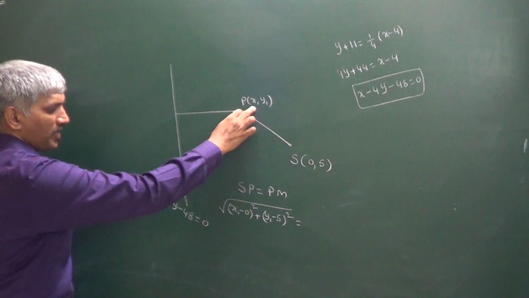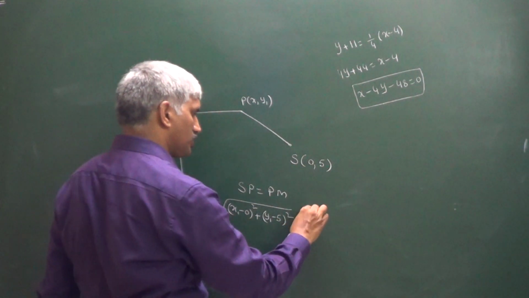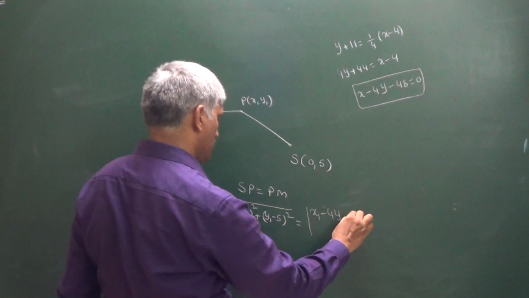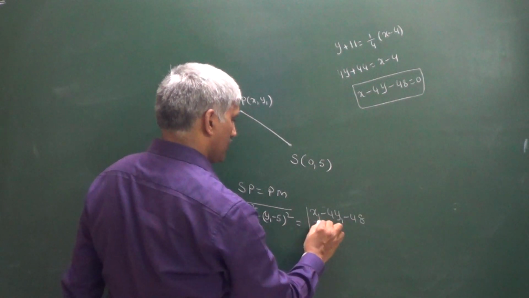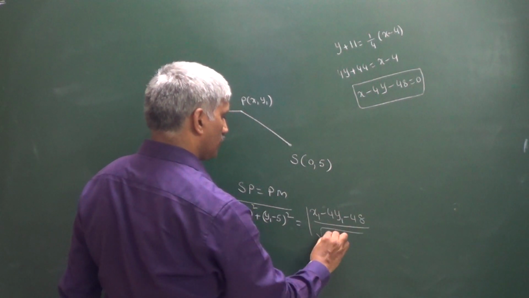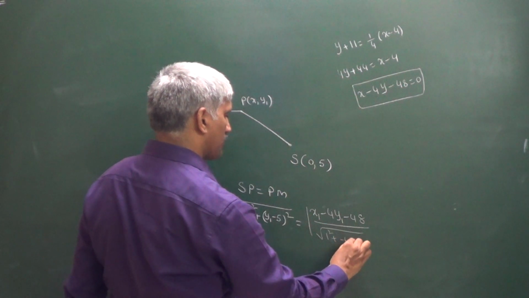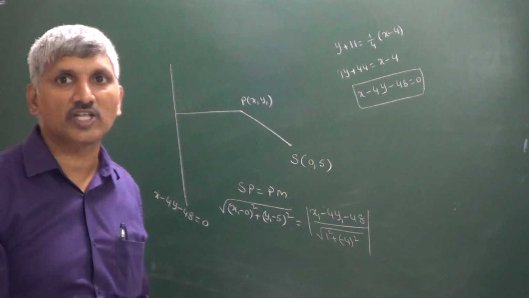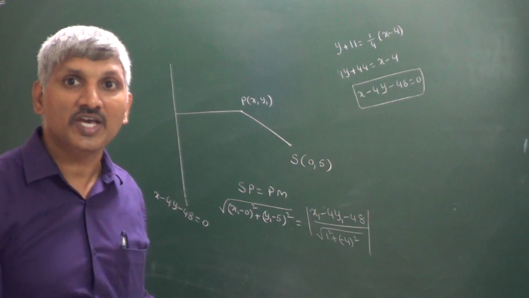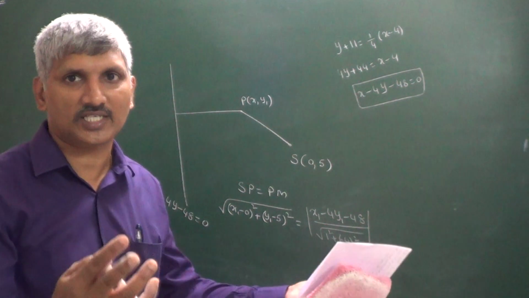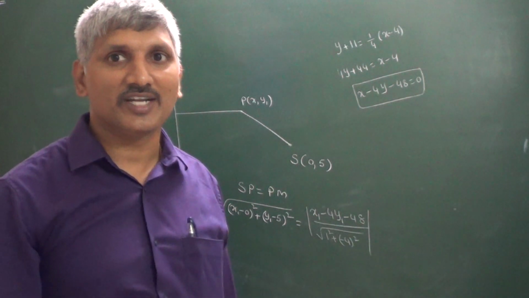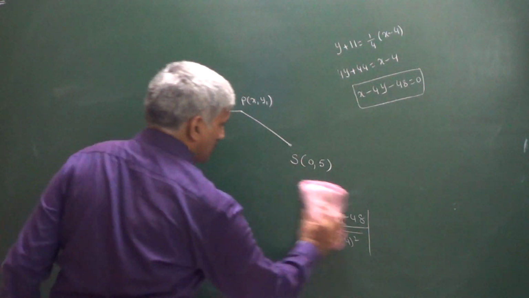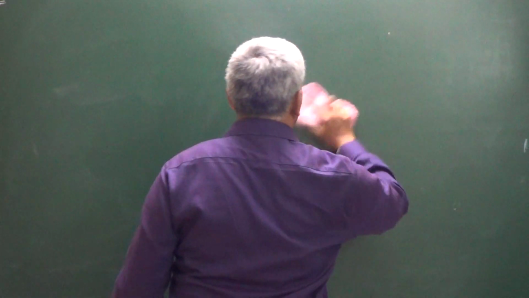From a point P onto this line, the perpendicular distance is (x1 minus 4y1 minus 48) divided by the square root of 1 square plus (minus 4) whole square. Now, for finding the locus of the point (x1, y1), replace it with (x, y) and simplify. You will get the equation of the curve, that is the parabola equation. That is the way of proceeding with that particular question.